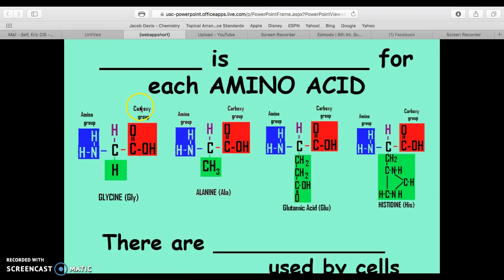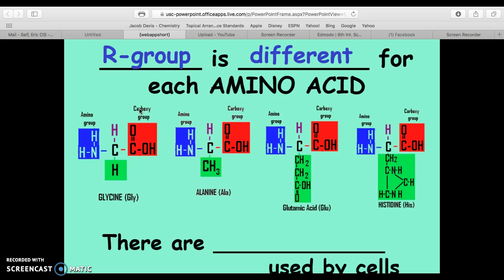Okay, so when we last talked, we were talking about proteins, and what we need to know is that each R group from a protein is different for each amino acid. If you notice here, you've got glycine, alanine, glutamic acid, and histidine. Notice what's in the green is the R groups. And so notice each of those is different, and that's what actually gives them their specific name differences.